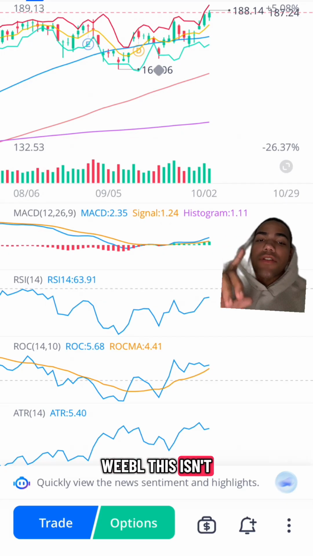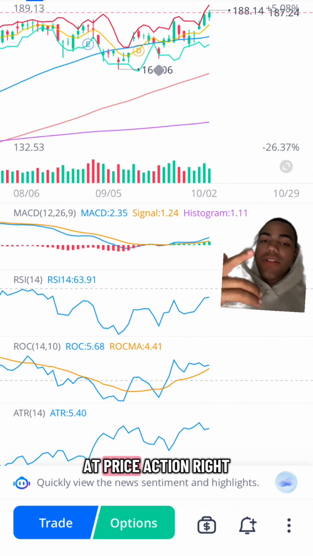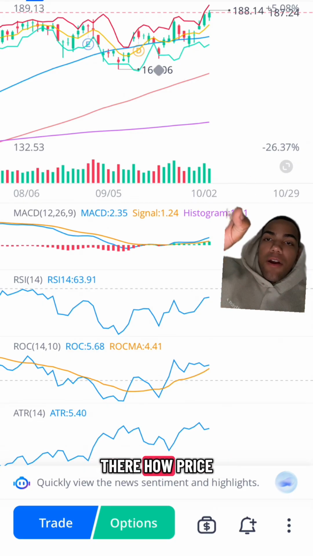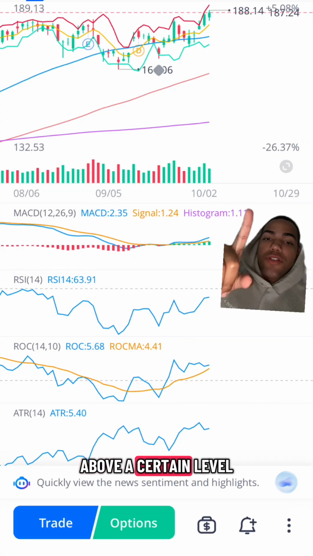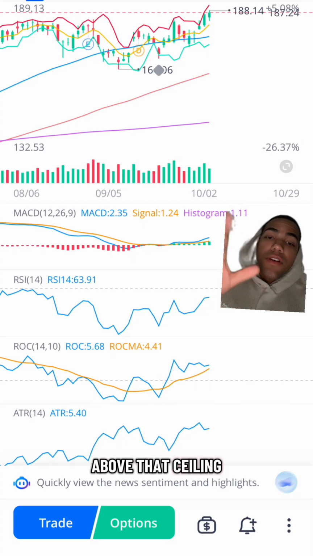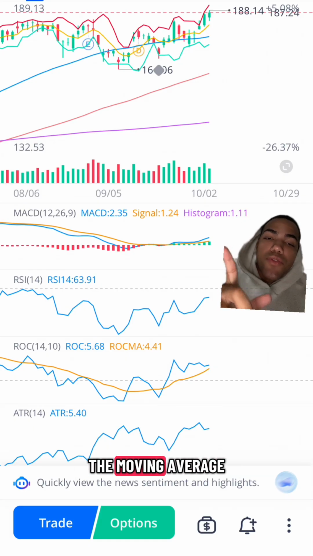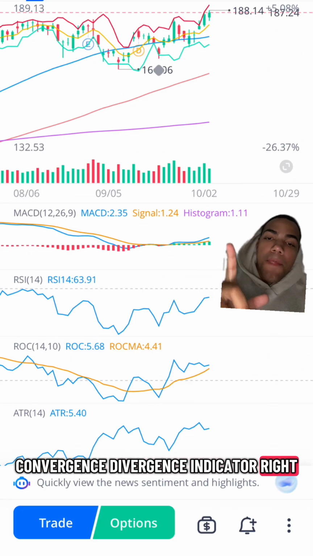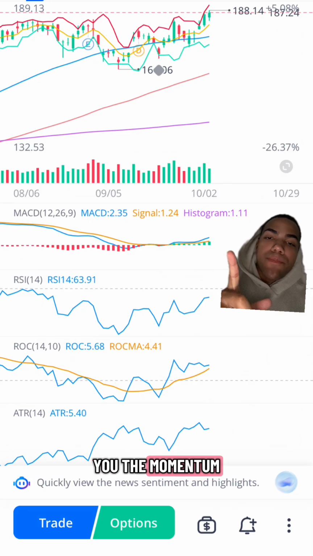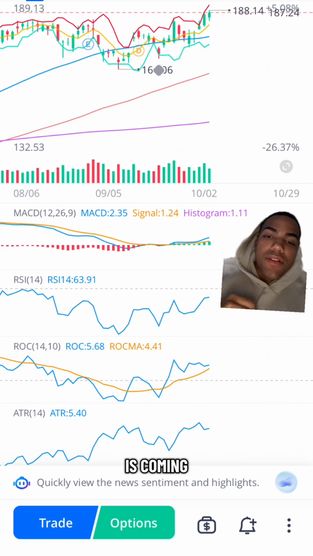Now this is on Webull. This isn't Robinhood, but I want y'all to see something. When looking at price action, you see up there how price has just broken above a certain level. It had a ceiling, and the stock price just broke above that ceiling, indicating higher highs are coming. Right here, this is the MACD, the moving average convergence divergence indicator. I like to use this because it tells you the momentum of the current stock that you're looking at. When the blue line is above the orange line, that means upward momentum is coming.